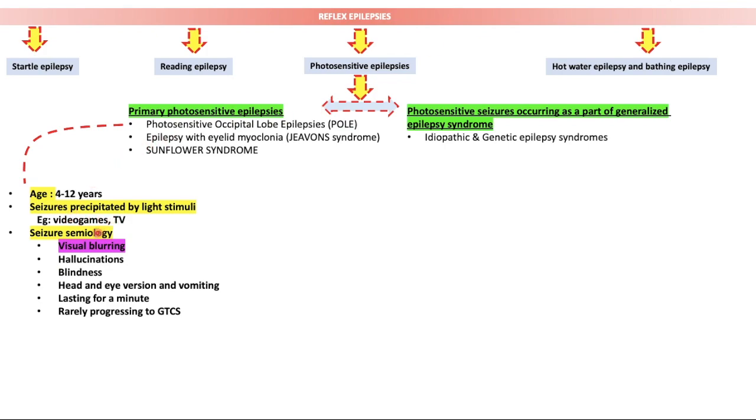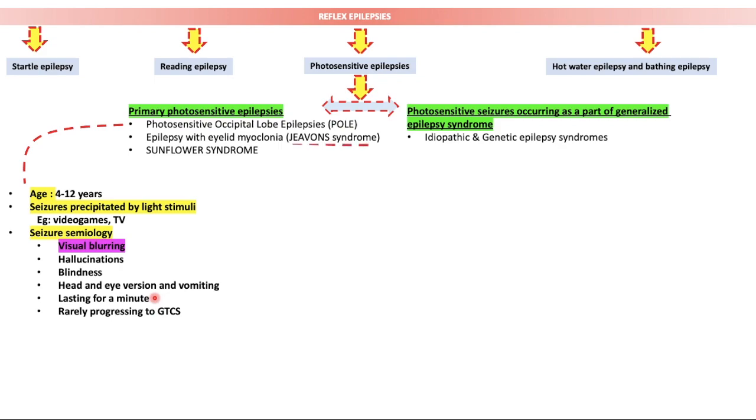The seizure semiology includes visual blurring, hallucinations, then blindness, head and eye version and vomiting, and it may last for about a minute, and rarely progressing to GTCS. So classically, a child who is watching TV or playing video games suddenly has a blurring of vision, which is transient, or may have blindness. The child may have hallucinations also, and there may be associated head and eye version and vomiting, which may last for about a minute. And this is very classical of POLE or photosensitive occipital lobe epilepsy.